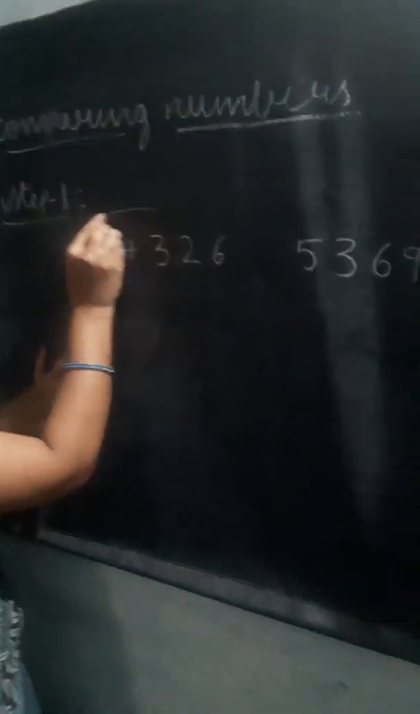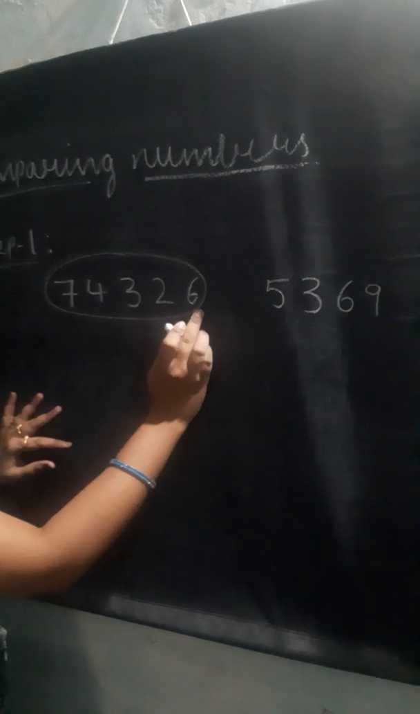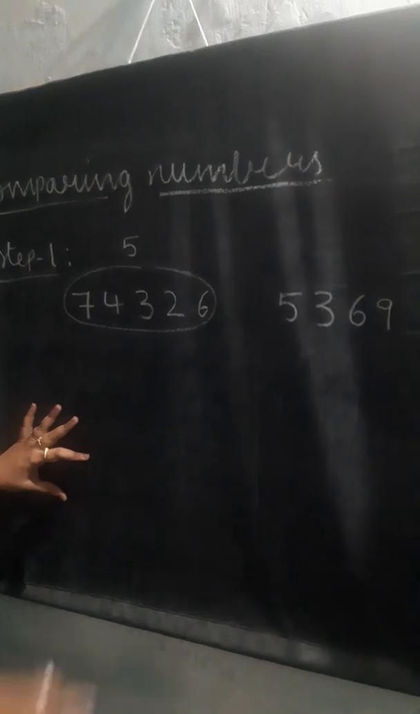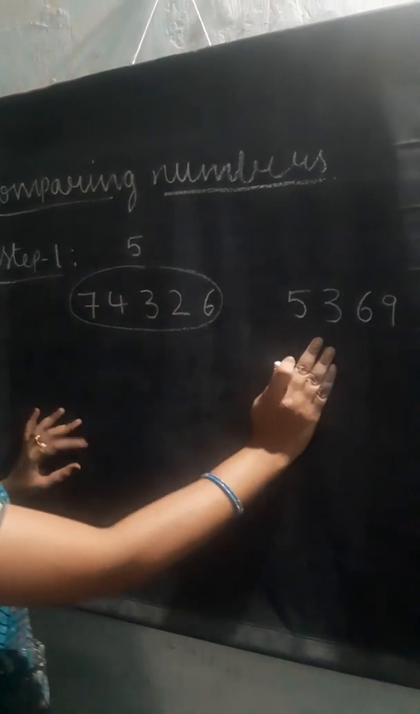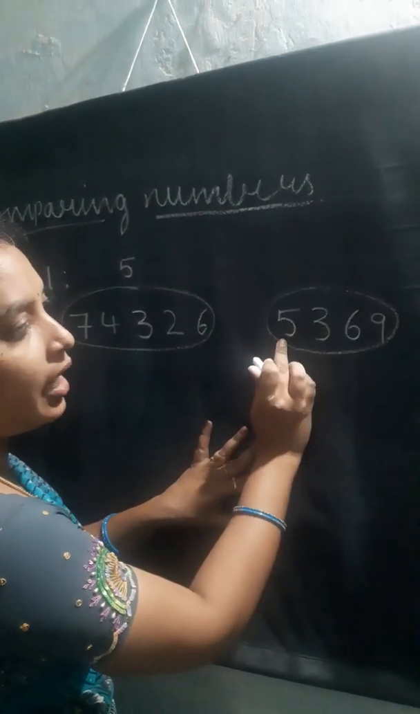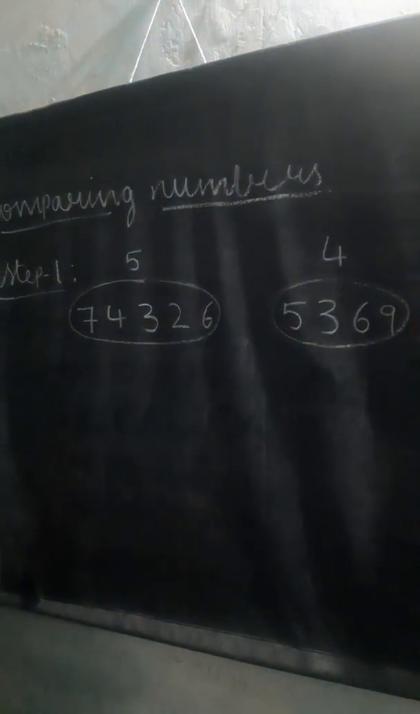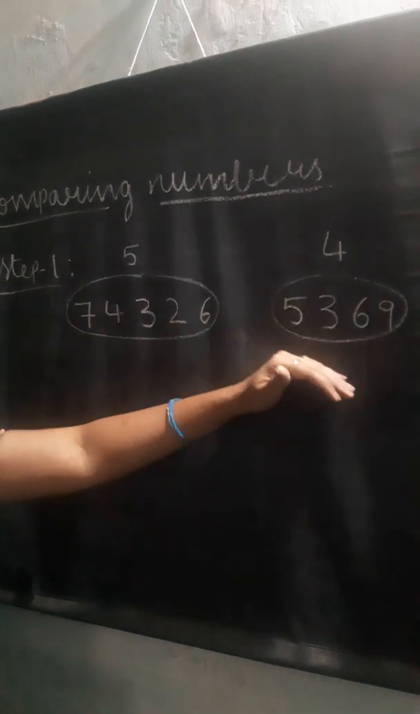What is the first step? These are the two numbers. First of all, count the number of digits in each number. How many digits are present in this number? Count the digits: 1, 2, 3, 4, 5. Five digits are present. Coming to the second number, count the digits: 1, 2, 3, 4. Four digits. So this number has more digits.